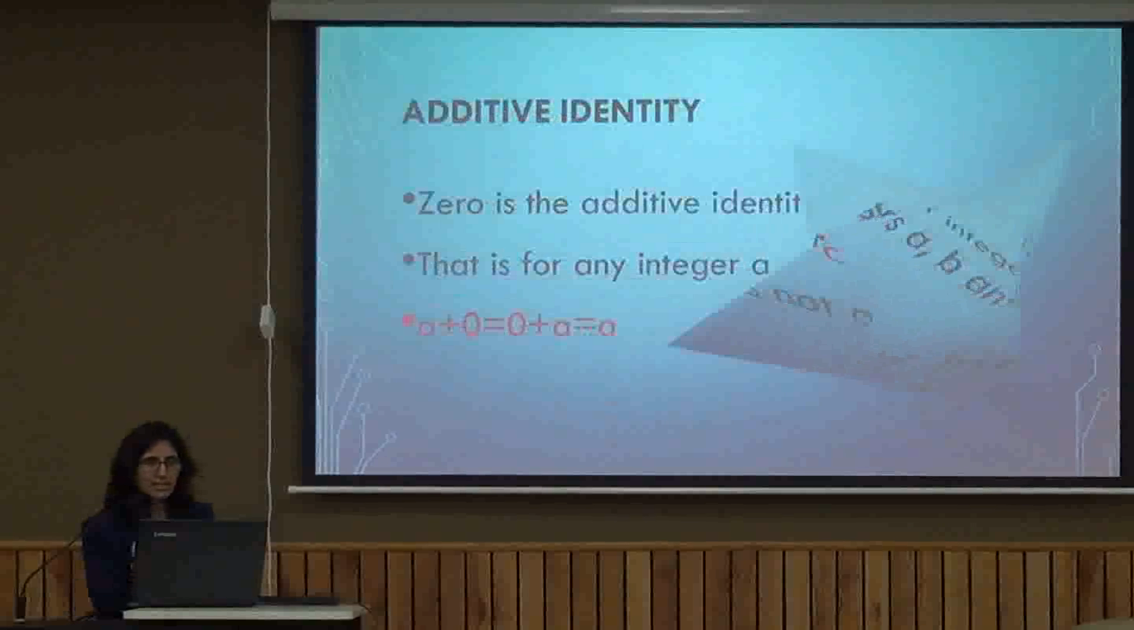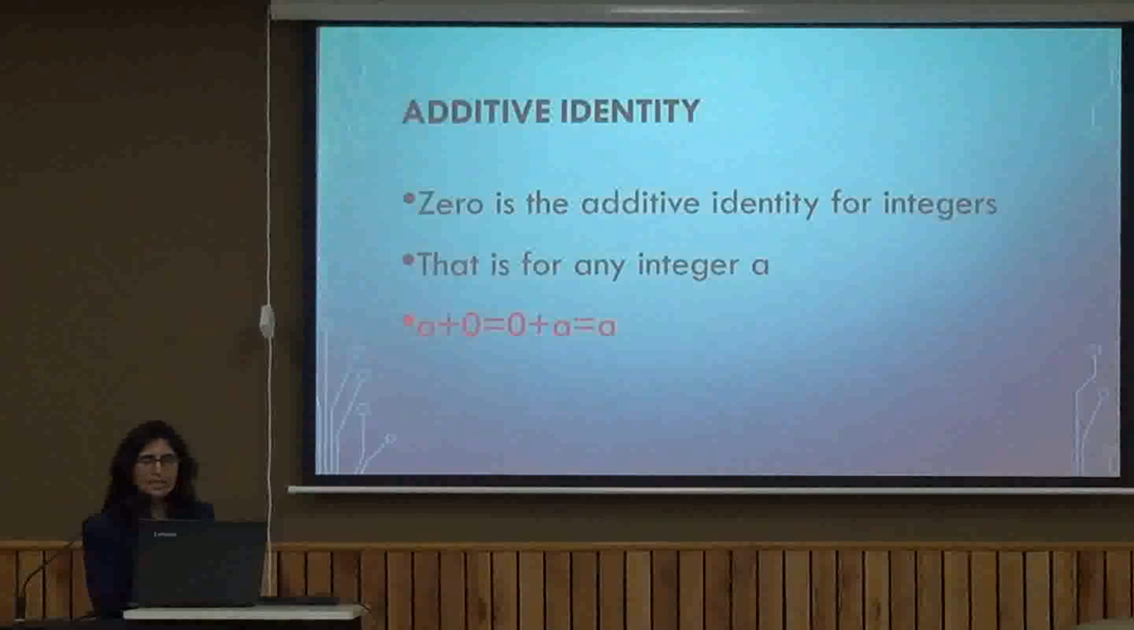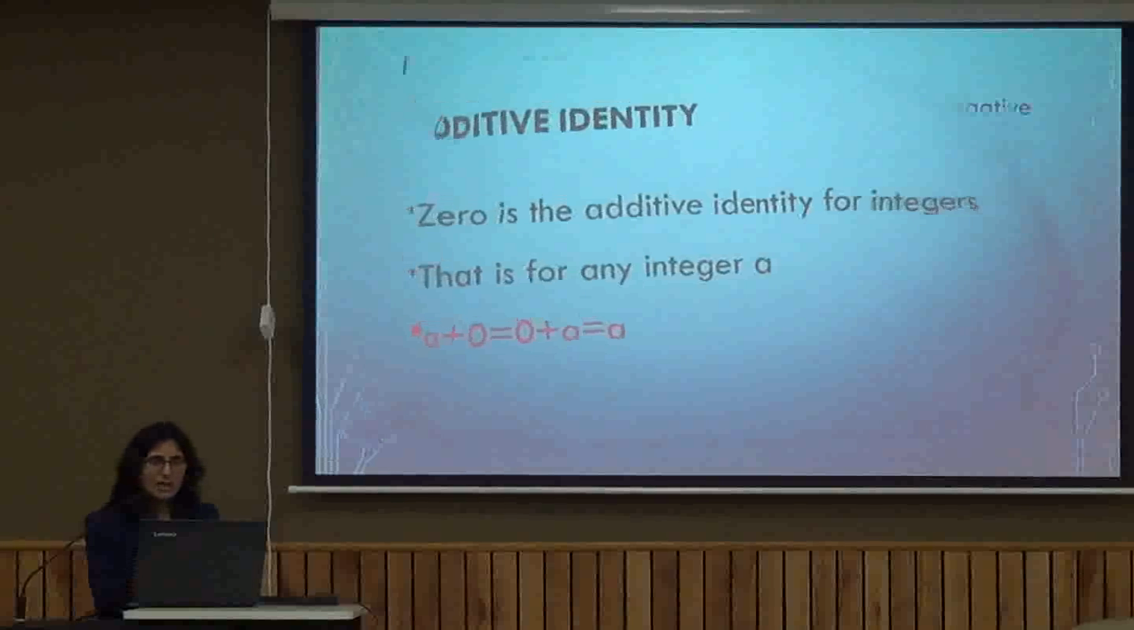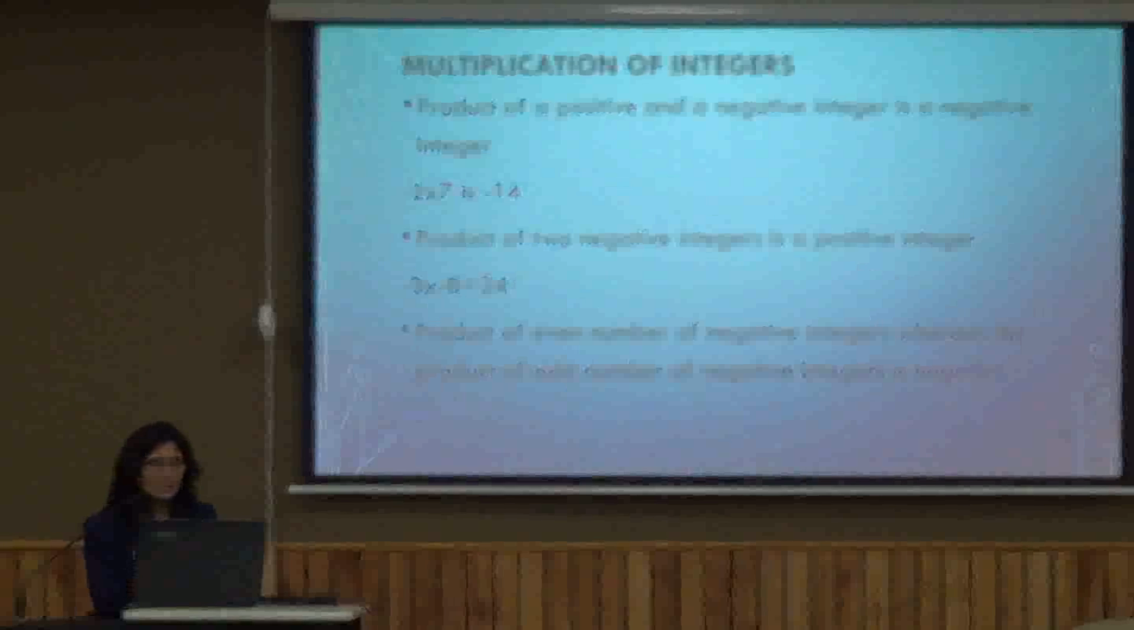The next one is additive identity. 0 is the additive identity for integers. Additive identity means if we add 0 to a given integer, the result is the same given number. For example, if we take an integer a and if we add 0 to it, the result is again a only. So a plus 0 is same as 0 plus a, that is a. So 0 is the additive identity for addition.